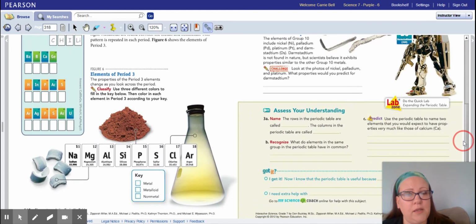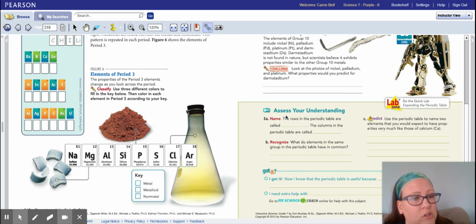At the very bottom here, you're just saying what the rows are called and the columns are called, which you just need to look back in the reading or listen to this little clip again. What do elements in the same group in the periodic table have in common? So they have similar properties or reactivities with other elements.